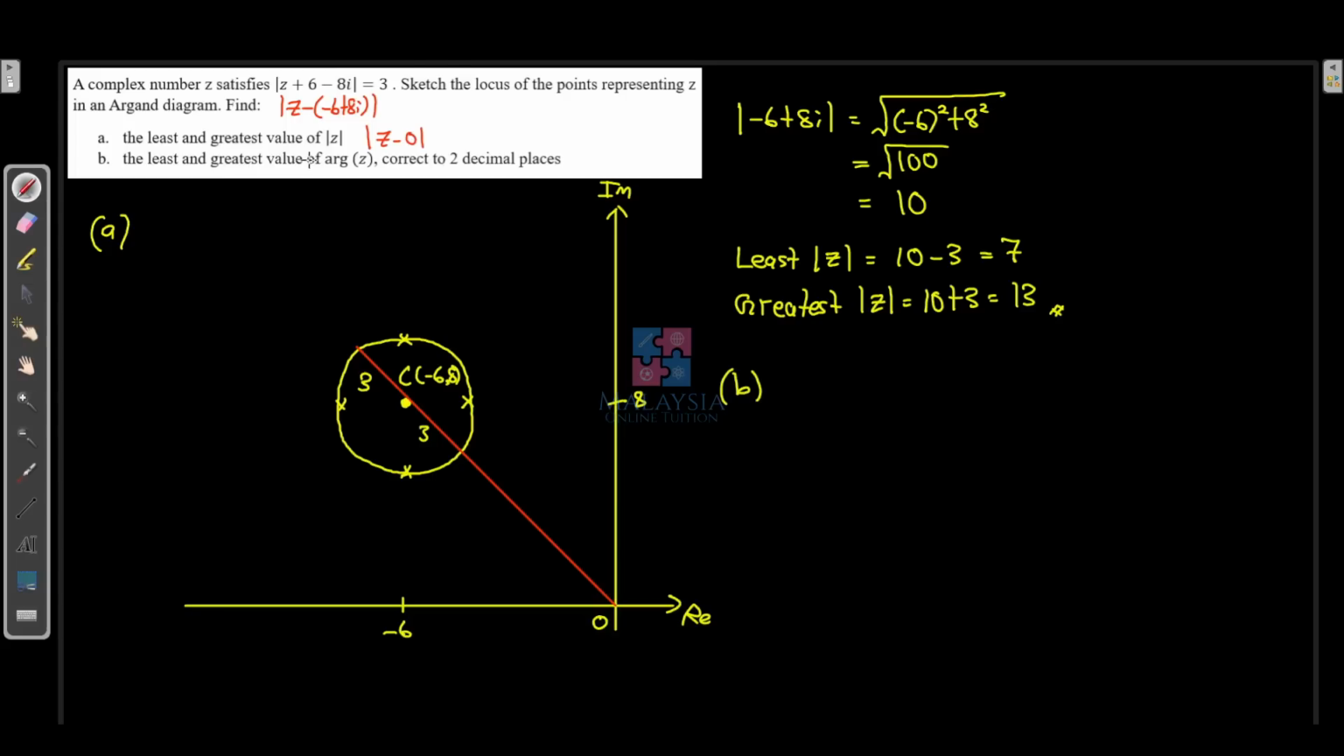Next, for part B, the least and greatest value of argument z correct to 2 decimal places. So now for the argument z, meaning the argument of z from the origin. What I suggest you do for this question in your exam is take a ruler, go from the positive real axis, and go anti-clockwise until you touch the first part of the locus. And then for the greatest value of argument z, you do the same thing, but you go until the last point of the locus, like that.